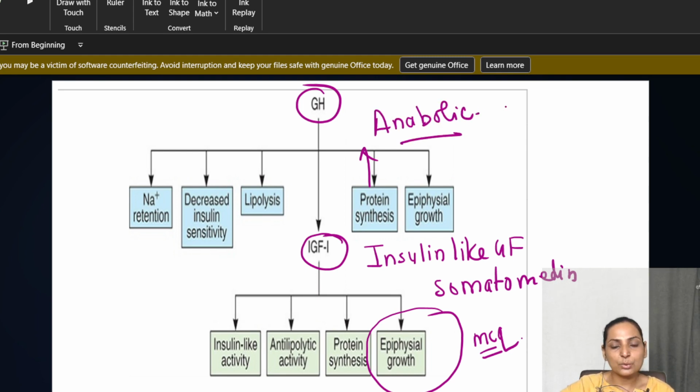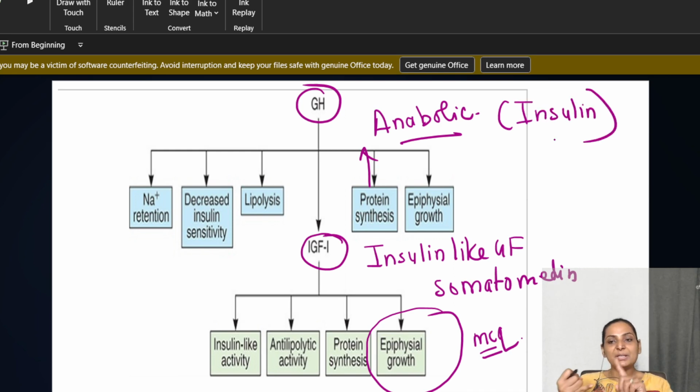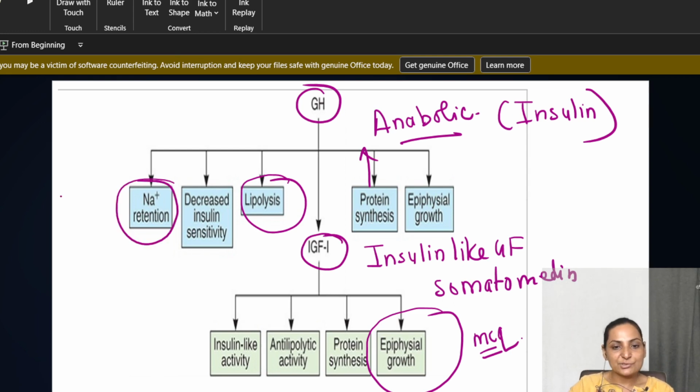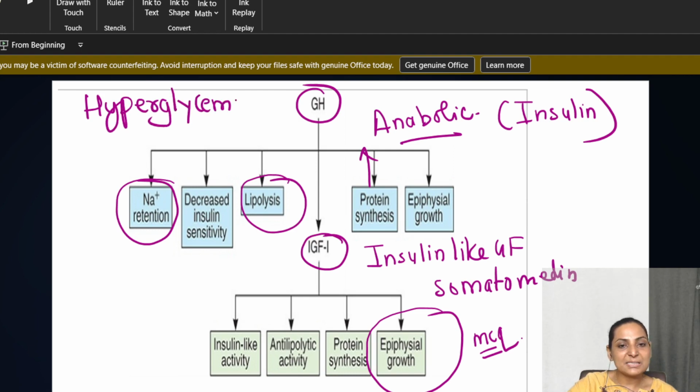This action of the growth hormone is synergistic with insulin. That means growth hormone and insulin coming from the pancreas work together to increase protein synthesis. Apart from this, it is known to bring about lipolysis, sodium retention, but it is a hormone that brings about hyperglycemia. So in stressful conditions, fasting, starvation, growth hormone is released.